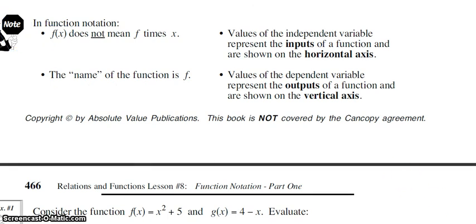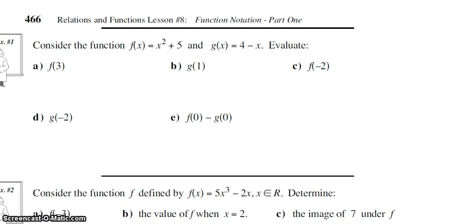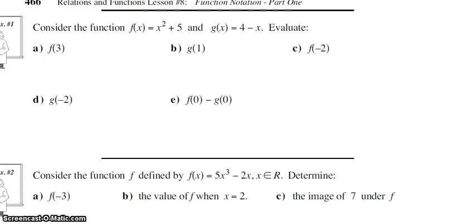Let's look at some examples. So given this function, evaluate the following. Here you are given two functions. One is called f of x, one is called g of x. And then we evaluate, okay? So whatever input of x you put in, the output will be this, which is your y. Alright, so what's f of 3? This means when x is 3, what is y equal to?